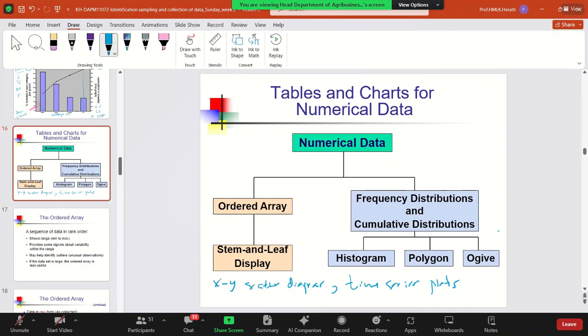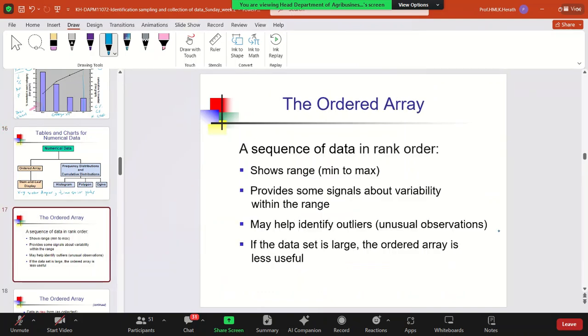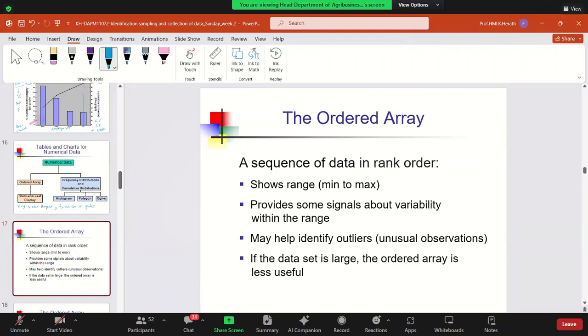Okay, first we will try to understand what an ordered array is. This is none other than what you have learned in your O-levels: a sequence of data in rank order. We can rank them in ascending order or descending order. It shows the range, the minimum and the maximum, and it provides some signals about variability within the range, and it helps us identify outliers. If the data set is too large, the ordered array is less helpful.